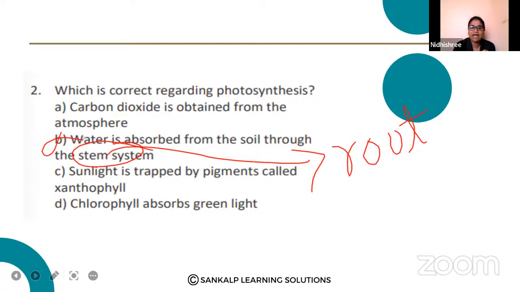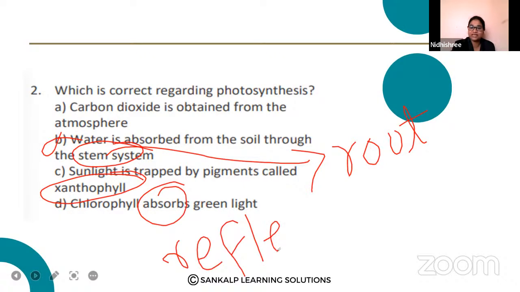Next one, sunlight is trapped by pigments called xanthophyll. No, the major pigment which absorbs the sunlight is chlorophyll. So this statement is also wrong. Chlorophyll absorbs green light. No, chlorophyll will not absorb green light. Chlorophyll reflects green light. It reflects, it will not absorb. So the correct statement regarding photosynthesis is option A.